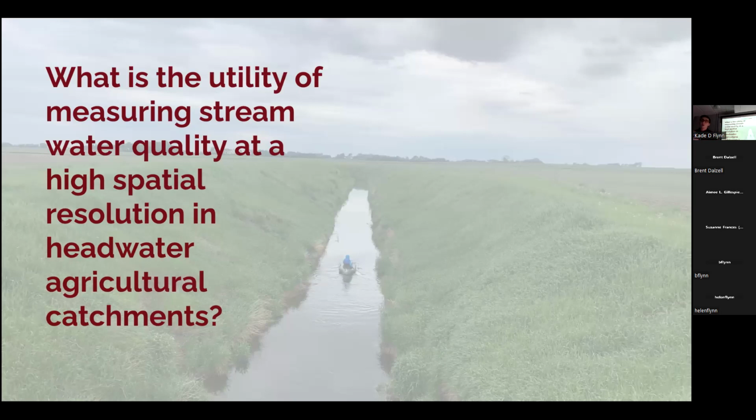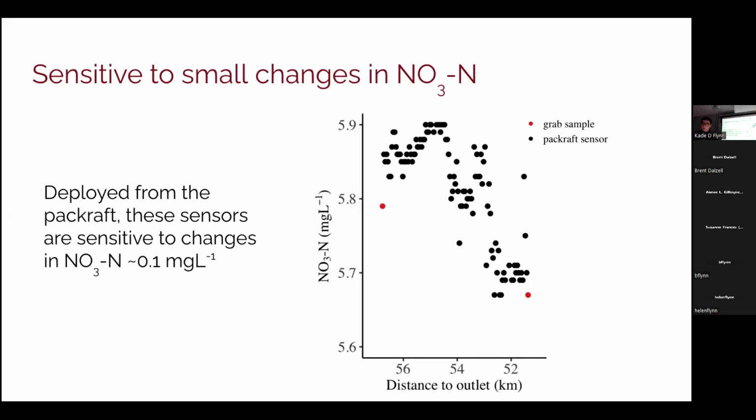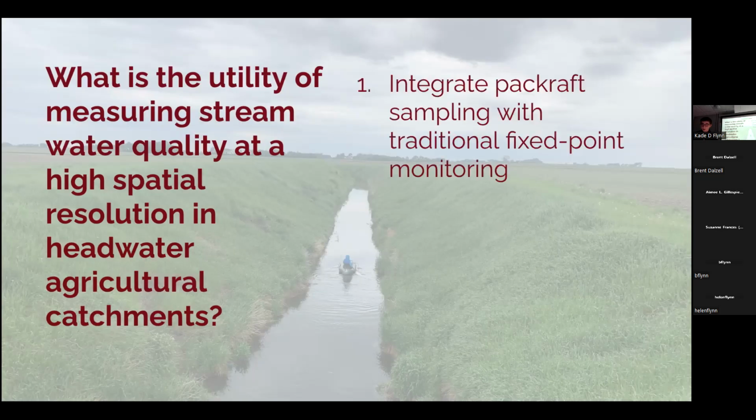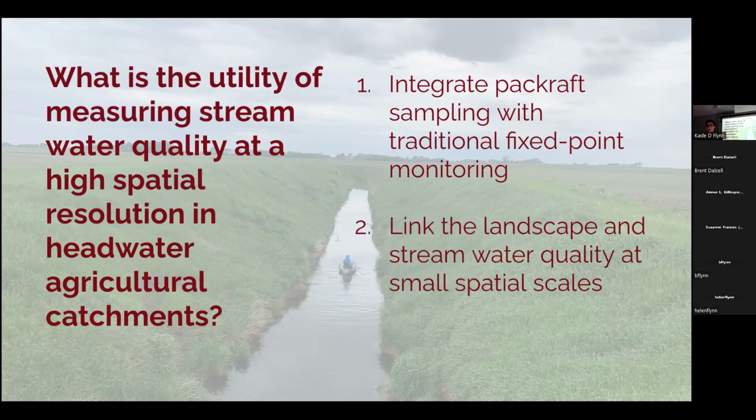Why might a researcher or manager be interested in collecting this sort of data, and how can it be used to guide management in order to address some of these issues facing society? And I look at this in two ways. First, by integrating the packraft sampling data with traditional fixed point monitoring of nitrate and discharge. And then secondly, by linking the landscape and stream water quality at these small spatial scales.